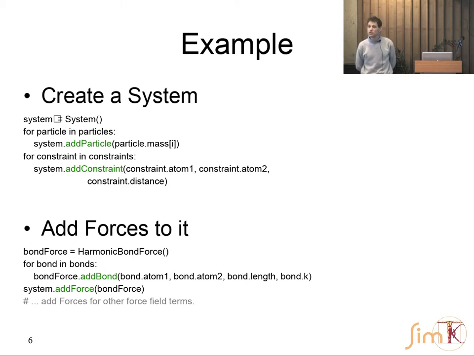Now maybe you want some constraints in your system. So you loop over whatever constraints you want, and you call addConstraint for each one. And you pass in 3 arguments to it: the indices of the 2 atoms whose distance should be constrained, and what distance they should be kept at. And you do this, and now all of the constraints have been added to your system.